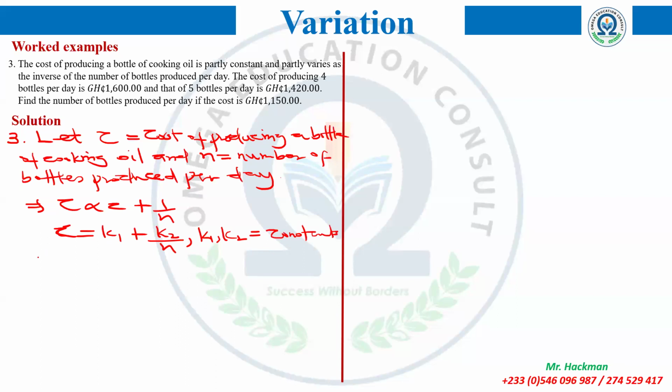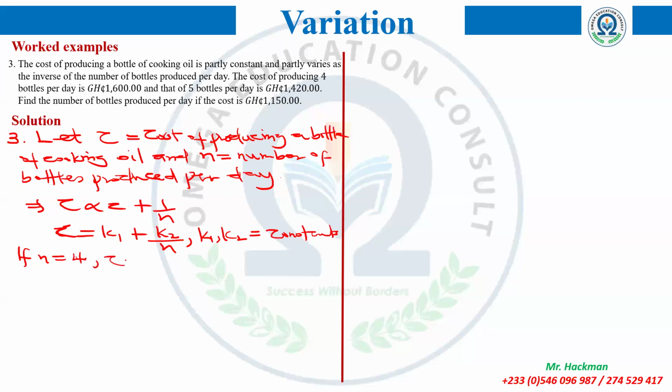So now, this equation for C is in terms of K sub 1, K sub 2, and n. But you cannot predict the value of C given n if you don't know K sub 1 and K sub 2. You can equally not predict the value of n given C without knowing K sub 1 and K sub 2. So you need to know the relation for C in terms of n only before you can use it to predict. So now we set out to look for our K sub 1 and K sub 2. The constants will always be constants that you are supposed to find. So we are going to find those constants. So now the first statement here, the cost of producing 4 bottles, so n is equal to 4.